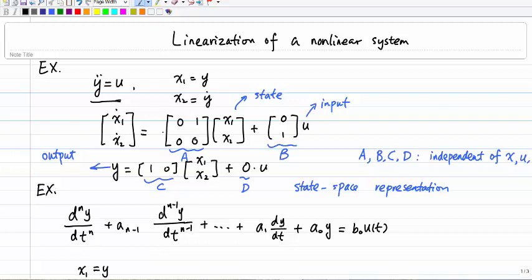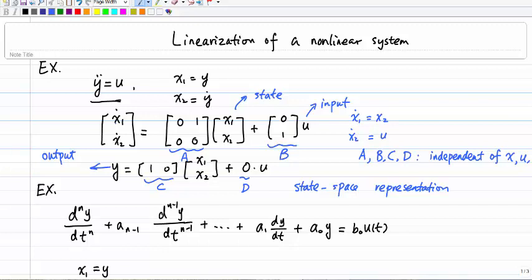So you actually can write this out directly. The first equation is just x1 dot is x2. The second equation is x2 dot is u. So that is exactly the equation we are given. To be more specific, you get two equations. The first one is x1 dot is x2 and x2 dot is u, which means x1 double dot is u. x1 is y, so y double dot is u. So this is the same as this equation. And of course y is [1, 0] times x1, x2 plus 0 times u, so this means y is x1.